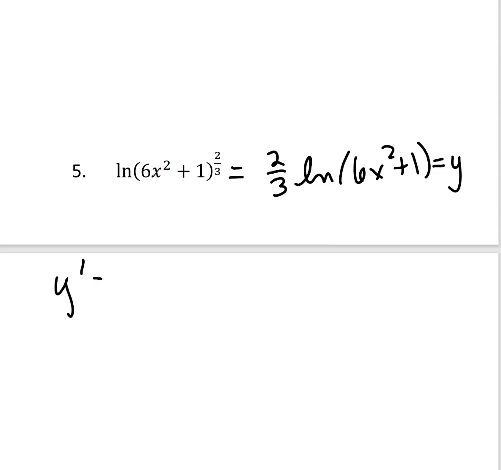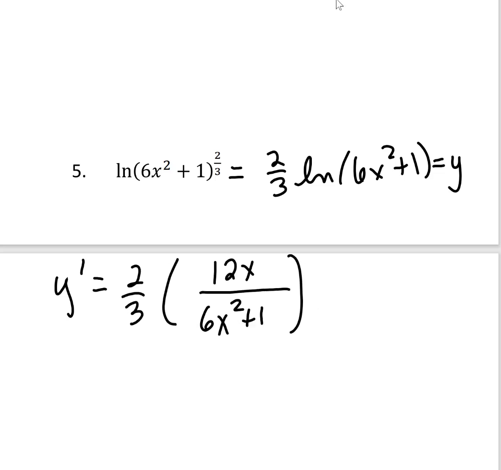So I'm going to say y prime is equal to, let's write the 2/3 first. Then the 6x squared plus 1, I put that in the bottom. Derivative of 6x squared is 12x. I put that in the numerator. I can simplify this a little. I can say 3 goes into 12, and that gives me 4. Then 2 times 4 is 8x over 6x squared plus 1. I can't do anything with the 6x squared plus 1 because of the plus 1. It would have to work for both things. In 1 and 6, the only common term they have is going to be 1, so there's no simplifying for the denominator.